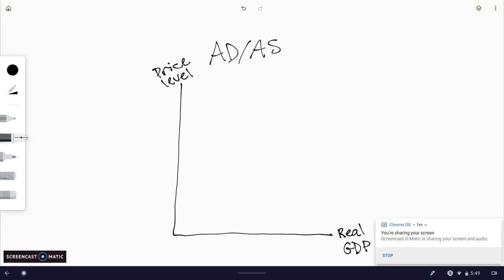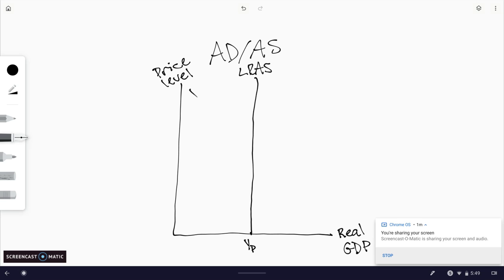But if you want to go a little bit further, we're going to have a vertical line. That's not extremely vertical, but you get the point. This is going to be called the LRAS. And down here, this point touching the x-axis is going to be referred to as Y sub P, so Y meaning real GDP, and a subscript of P meaning potential output.